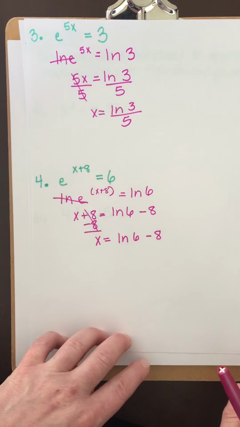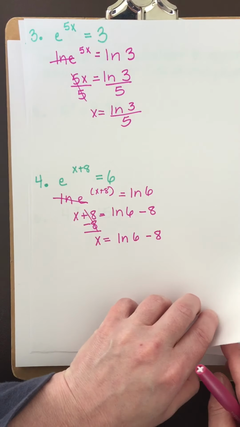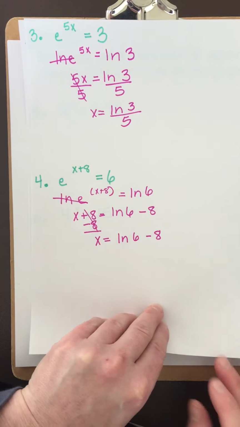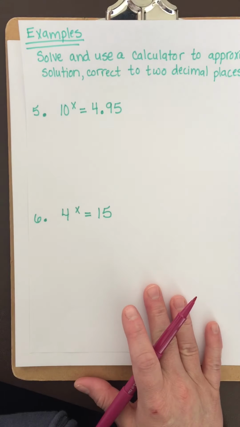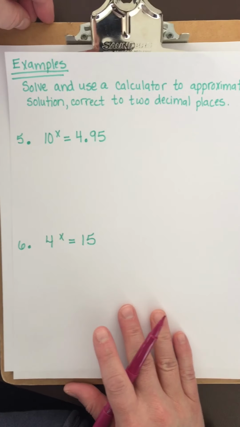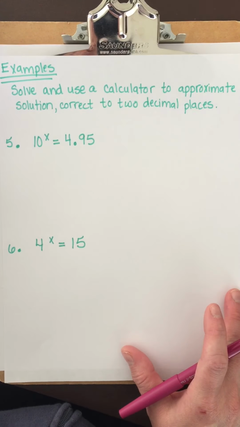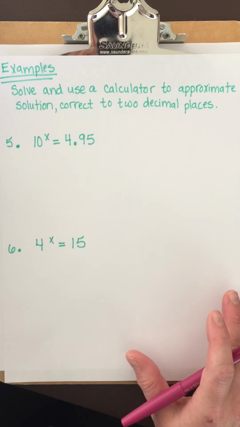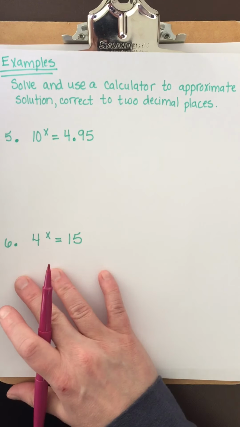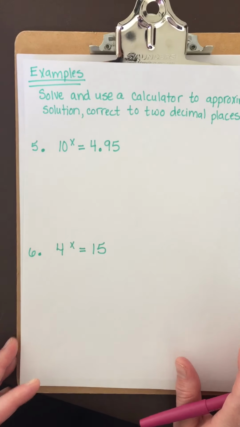And now I want to do a couple where we put it in the calculator and approximate our answer. So let's do two like that. For these, the directions will say something like solve and use a calculator to approximate the solution, and I'm going to go to the hundredths place. So let's look at number 5.